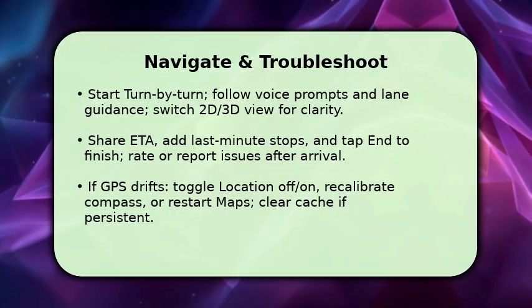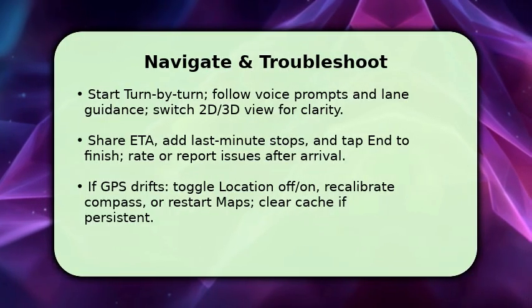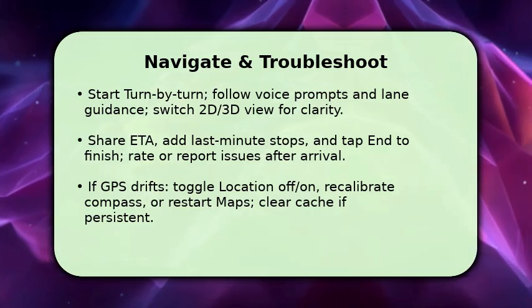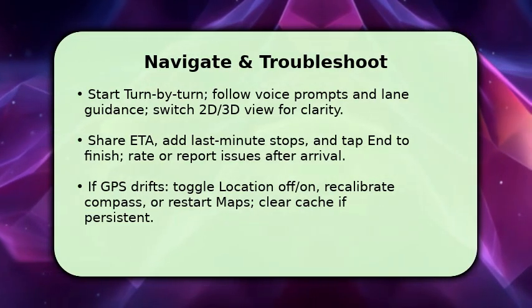If guidance is inaccurate, try toggling location off and on, recalibrate the compass by moving the phone in a figure eight, or clear Maps cache. These fixes resolve most GPS drift issues.